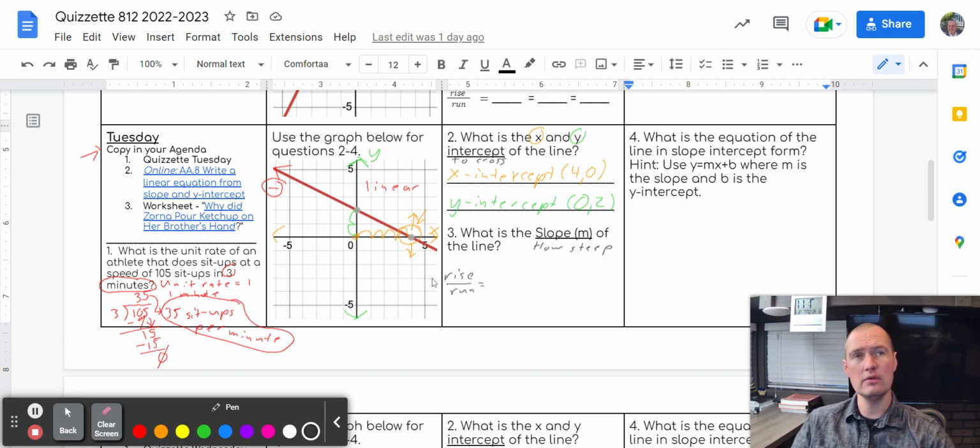When we talk about rise over run, the rise is how many we count up, and the run is how many we count to the right or count to the left. If we have to count to the left, we're going to count in a negative direction. And if we have to count to the right, we're going to count in a positive direction. So that would determine the sign of our fraction.